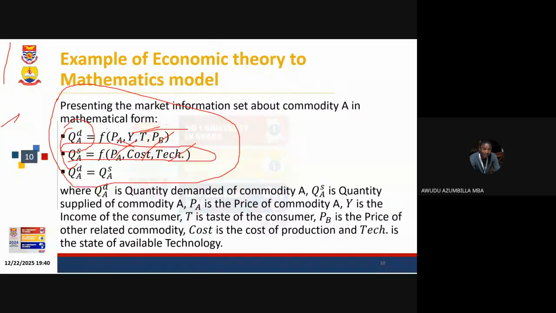Then we also move to the equilibrium condition, where we stated that at equilibrium, quantity demanded of a commodity A must be equal to the quantity supplied of the commodity A. Under this condition, it is a point where both consumers and producers agree to supply at a specific price level. So we clearly see the difference between models and theory.